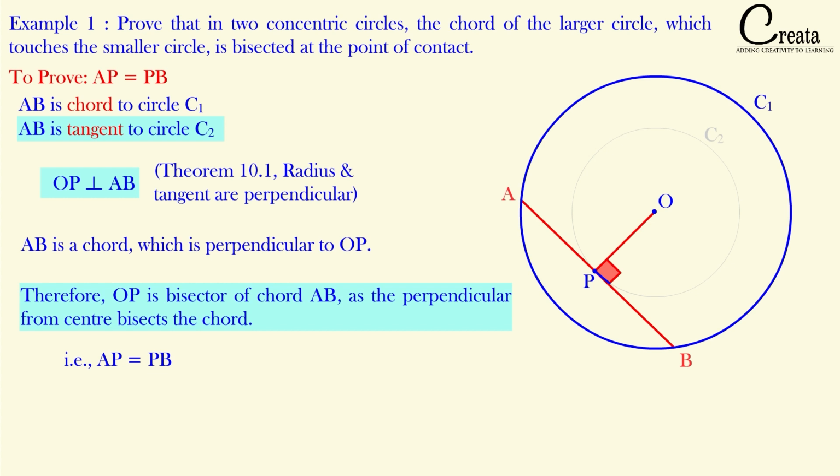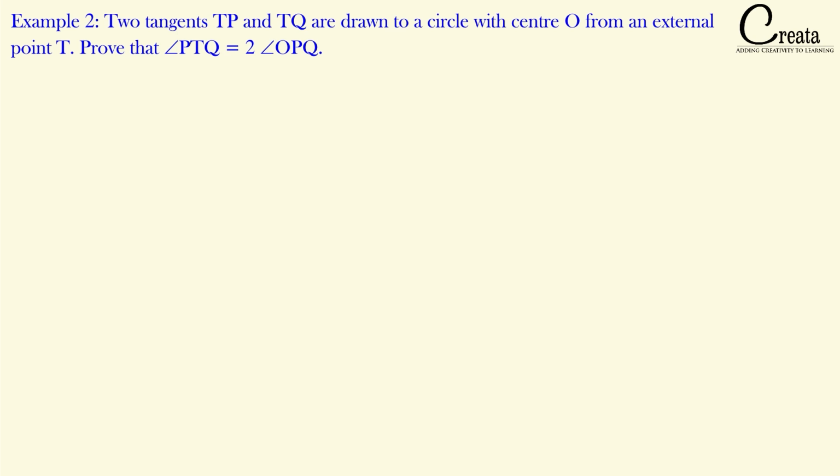Let's move to question number 2. Two tangents TP and TQ are drawn to a circle with center O from an external point T. Prove that angle PTQ is equal to twice of angle OPQ. The first rule of Creata Classes, we will observe and analyze this question.